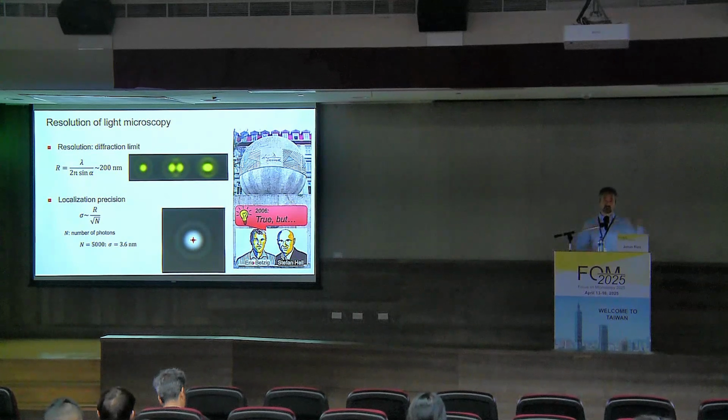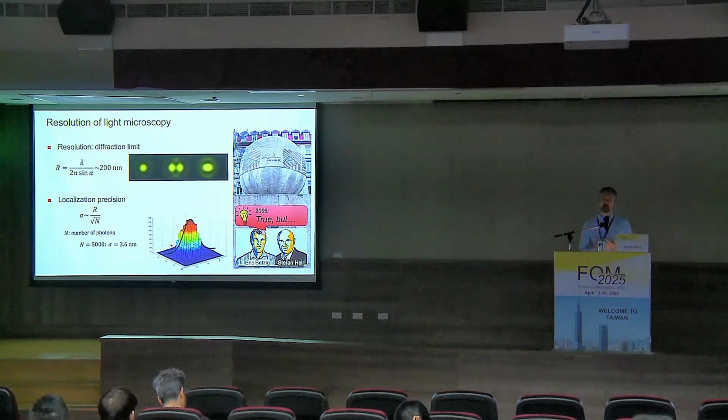Because if we have a fluorophore far away from other fluorophores, we can determine the precise position by just looking where the center of this blurred out spot is. We typically do it by fitting a model of the point spread function to the data. So the precision with which we can resolve single molecules is described by this relationship here.